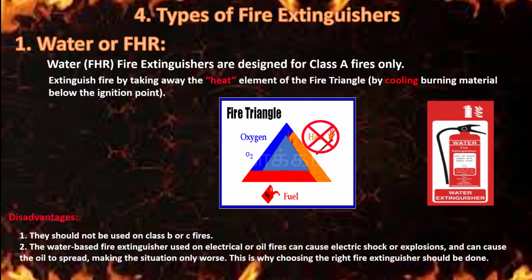See, heat in the triangle: we remove the heat element of the triangle by cooling the burning material below the ignition point. This is the method. By the cooling method, we are eliminating fire. We are breaking the triangle.